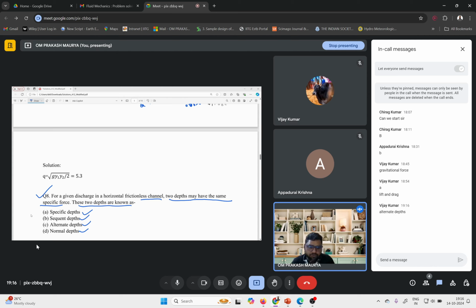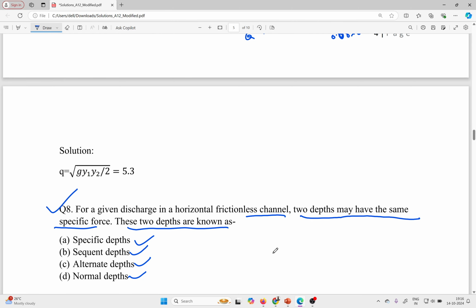Okay, the answer of this question, let me. You are telling the alternate depth. So, actually, we do not know. We don't know.